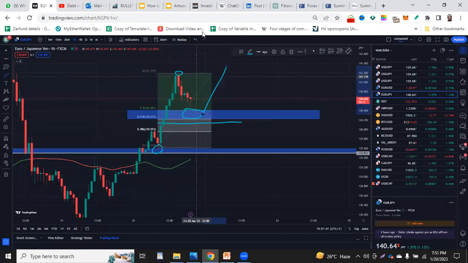To what level below the 61.8 can you place it? Any point below is okay.